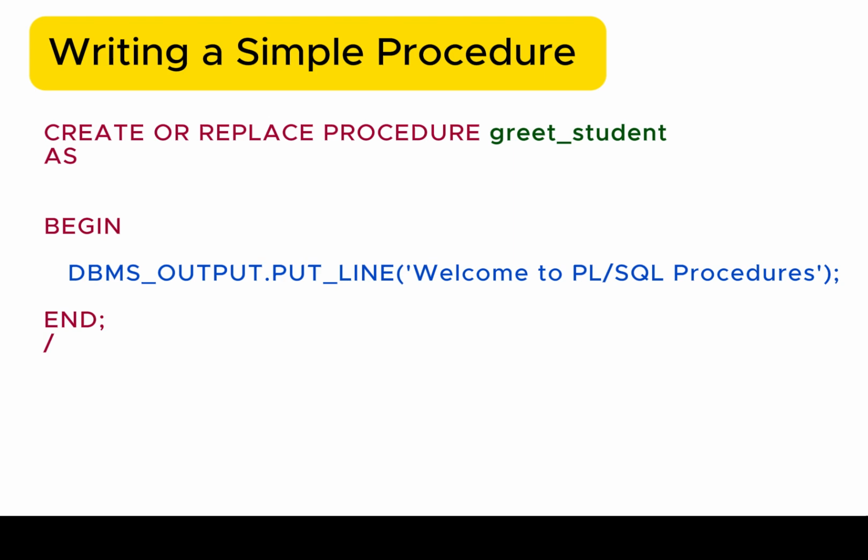Greet student, name of the procedure. DBMS_OUTPUT.PUT_LINE is used to display output. The message is printed when the procedure runs. This is the simplest possible procedure. Are you able to follow till here? Good. Let us move ahead.